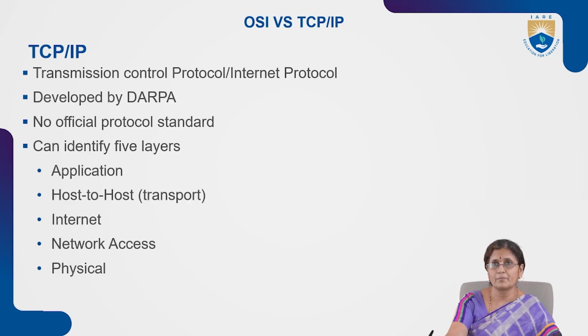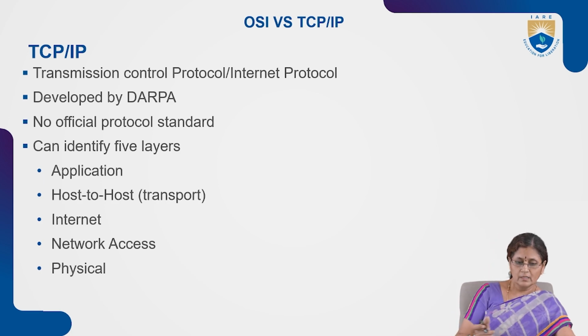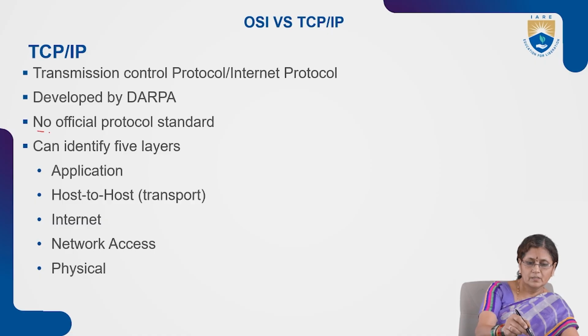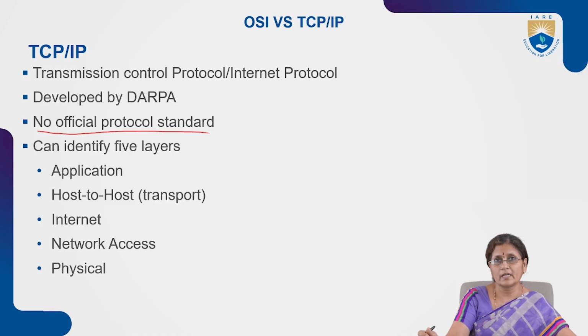The difference between the OSI reference model and the TCP/IP protocol suite is that there is no official protocol standard for TCP/IP. So it can identify 5 layers. Some books give a 5 layer approach, and some books give the 4 layer approach. In the previous session we discussed the 4 layer approach.